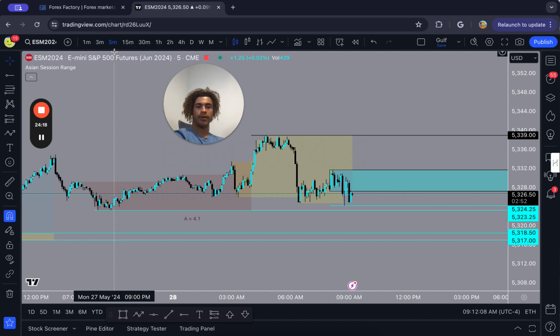So no real volume here. If we continue low volume, I just want to see us sell off. I just want to see us get below 5,317, just keep moving down, and I would get into some shorts. I just want to see clear direction. I don't like this no volume thing.